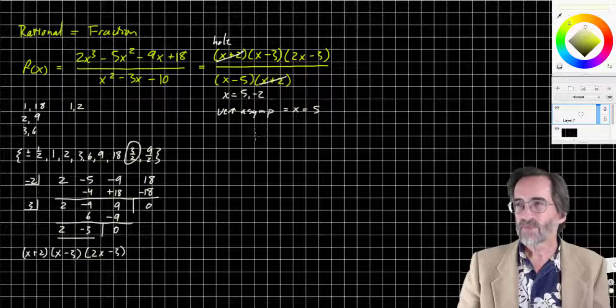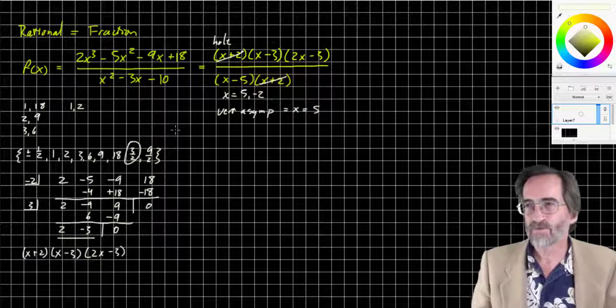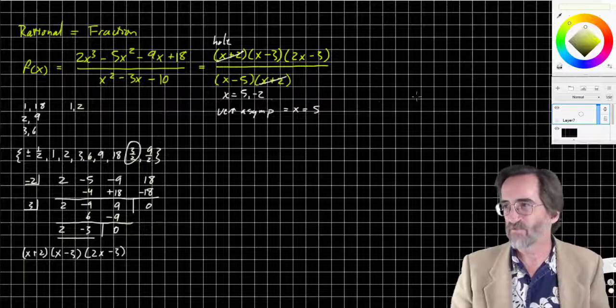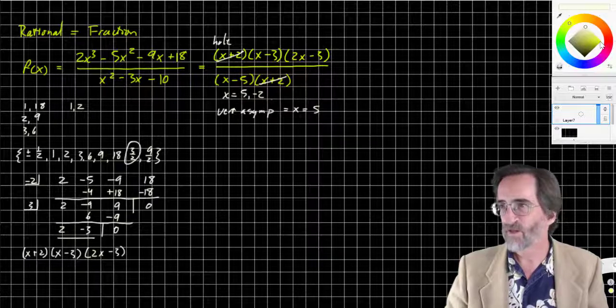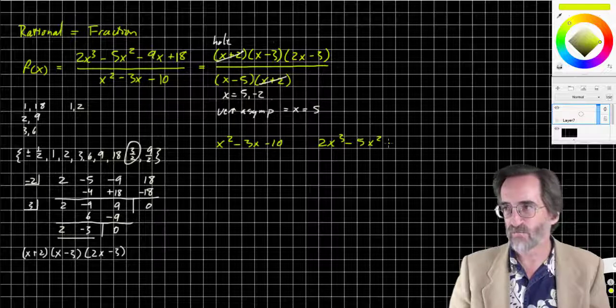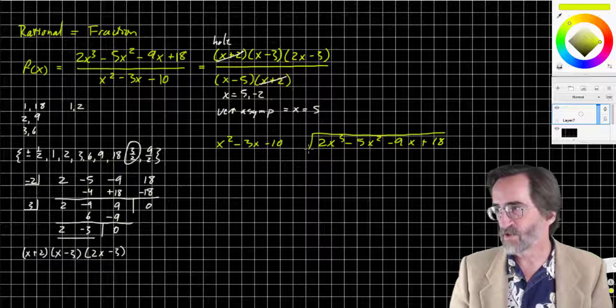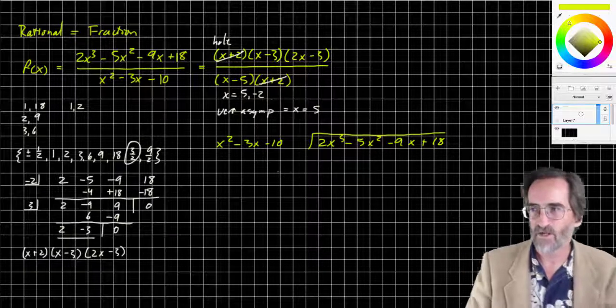Now for the end behavior. In order to determine the end behavior, I'm going to start with the original function. We're just going to do long division. I'm going to divide x squared minus 3x minus 10 into 2x cubed minus 5x squared minus 9x plus 18. For this one, I do need to use long division. Synthetic division is not much help when dividing by a trinomial.